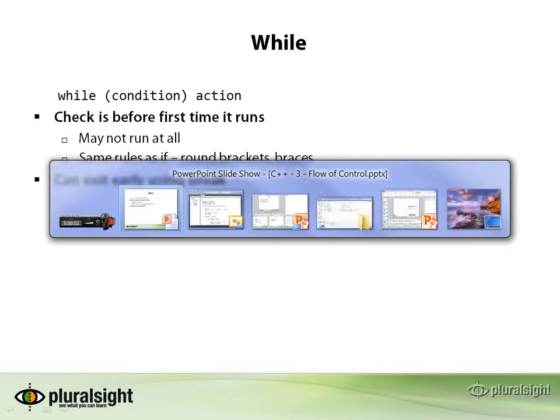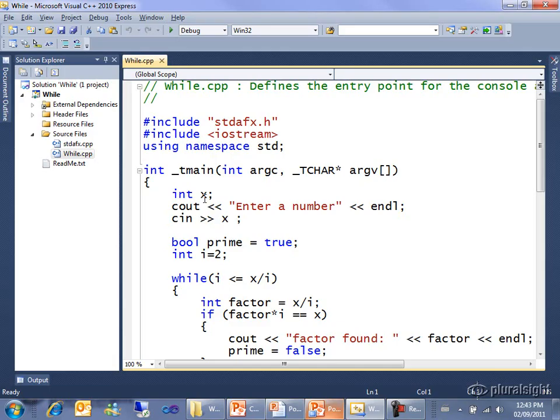Flipping over to Visual Studio, I have a really simple application that asks you for a number, and I'm going to work out if it's prime or not. So I'm going to assume it's prime, and then I'm going to go through a while loop looking for factors. If I find a factor, it's not prime. If I come all the way through the while loop and didn't find a factor, it must still be prime.